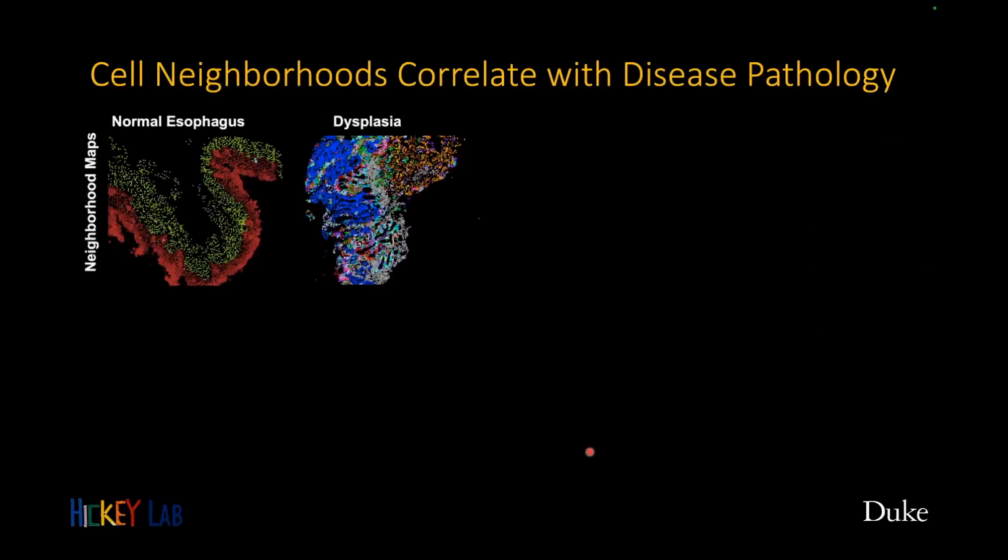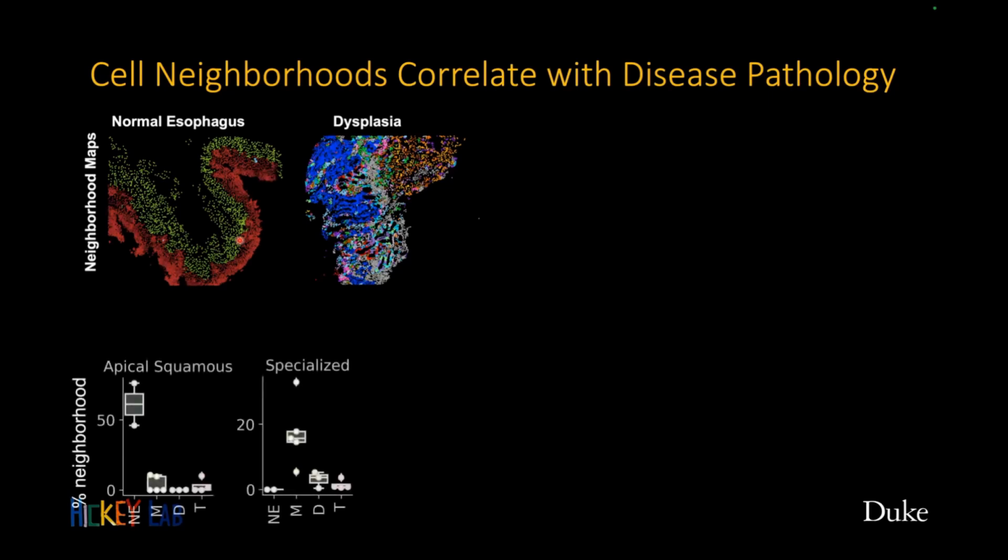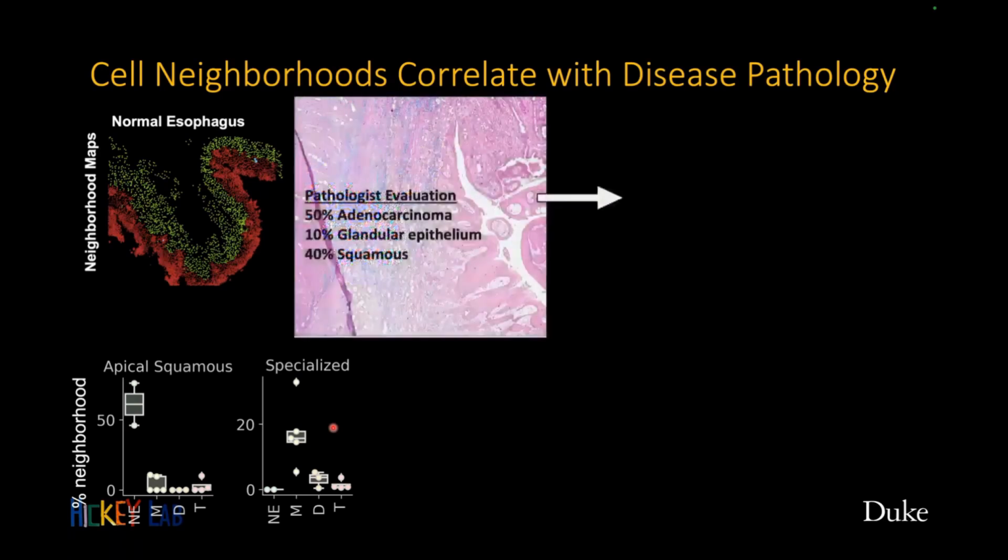And we went beyond looking at plasma cells themselves to look at neighborhoods more broadly. And so we created these neighborhood maps of images that I've shown you previously, where the cells are individual data points and the colors are the neighborhoods. And we can find neighborhoods that represent these tissues, just like we did with individual epithelial cell types. Like here we see mostly apical squamous, and then we transition to a specialized intestinal-like neighborhood.